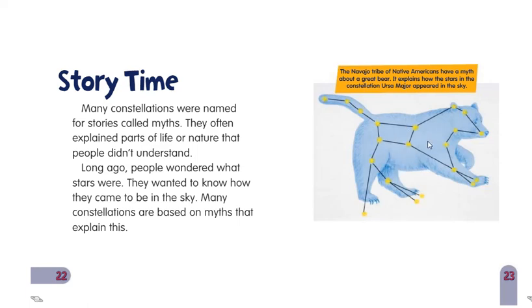So remember, there's not actually a big old bear floating in the sky. It's just the stars. But what people did is they would kind of connect the dots with the stars, and in them they would see those shapes. And around those shapes they would create characters like Ursa Major, the Great Bear, that they would then build stories around.